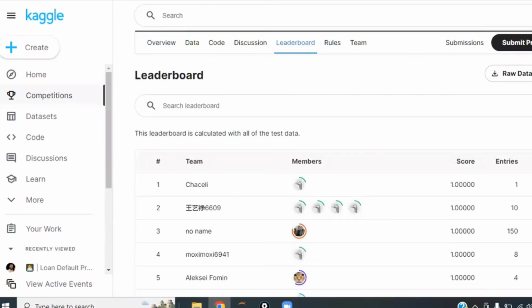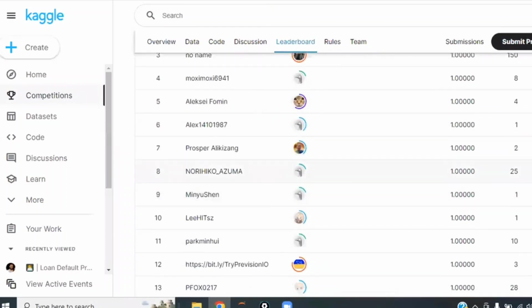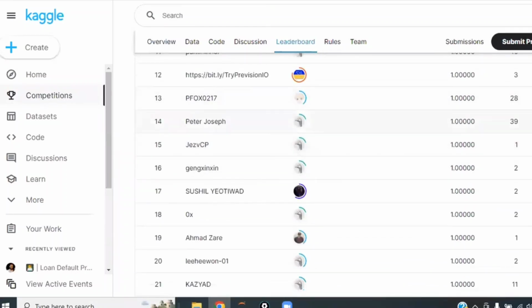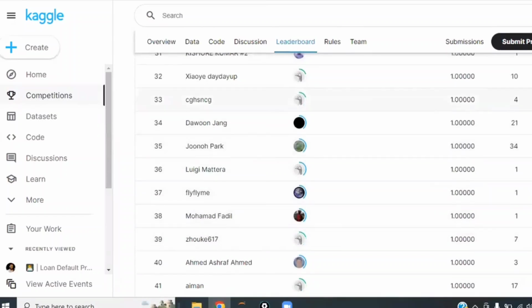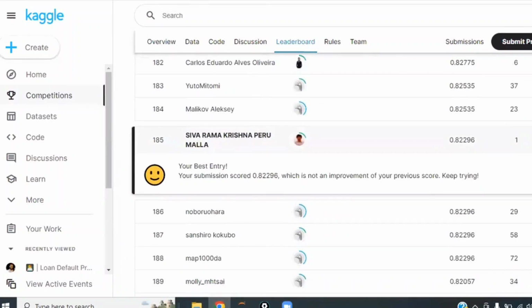See here, one person has taken 150 attempts. One person has taken 25 attempts. One person has taken 28, 39. Like this, different people have attempted multiple times. Here in the class, whatever maximum I can do in a 1.5 hour session, that only I have applied, and I have uploaded the notes. If you have a good amount of time, automatically your Kaggle rank will improve.